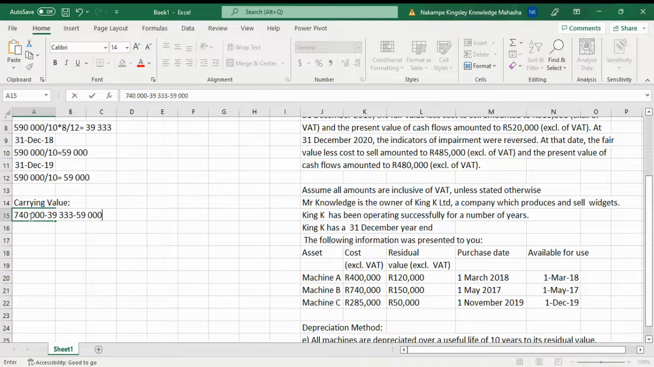39,333. We're going to subtract 59,000. We're going to subtract another 59,000, right? So if you press your calculator and say 740,000 subtract 39,333 minus 59,000 minus another 59,000, you're going to get 582,667, right? This is your carrying value.